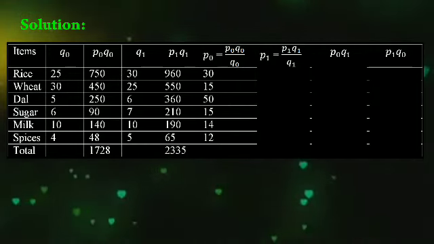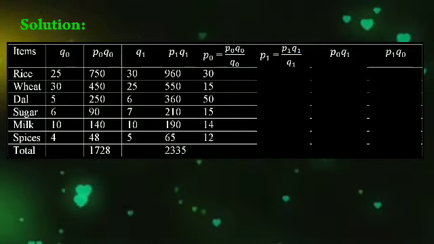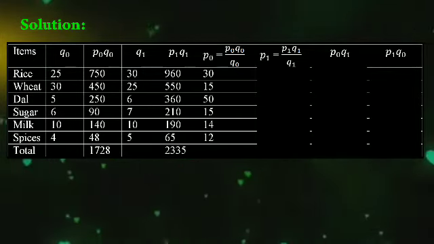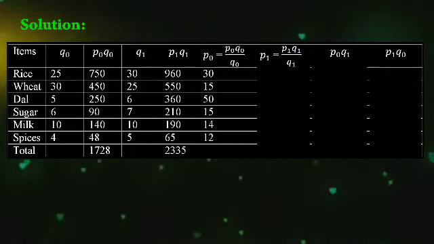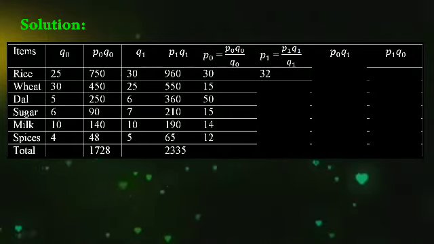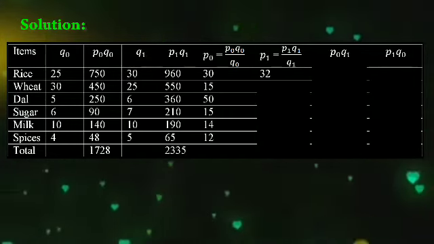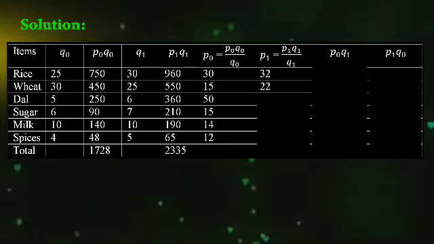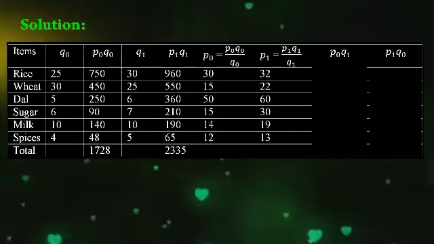After that, find the price values for the current year, that is P1 equal to P1 Q1 divided by Q1. That is equal to 960 divided by 30, and the value is 32. Next one, 550 divided by 25, and the answer is 22. Similarly, compute the rest of the values.